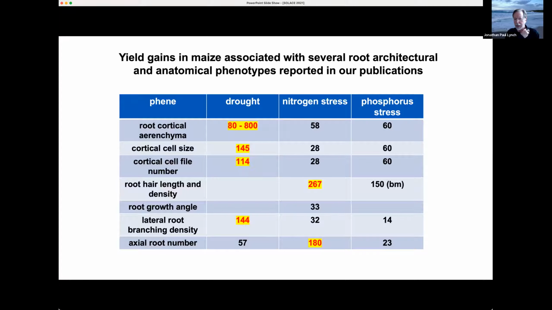So I highlight in yellow here, these are yield increases. We've seen up to 8-fold increase in yield under drought due to a root phenotype, root cortical parenchyma. But these numbers that are highlighted in yellow, each of them is over a double increase in yield under stress. So I think these are very promising avenues to breed more stress-resilient crops.